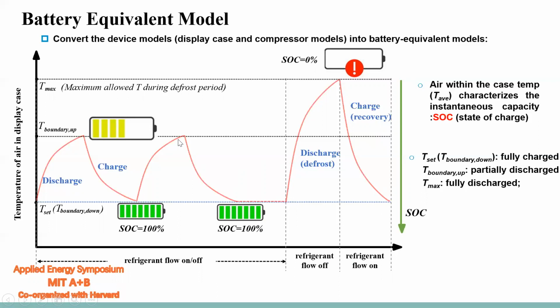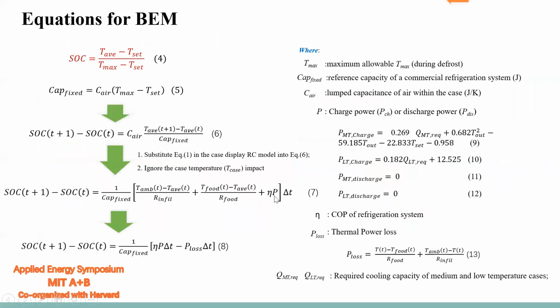If the temperature reaches the upper boundary, the status is partially discharged. During the defrost period, the temperature keeps increasing until it reaches the allowed maximum temperature. The state of charge is 0 at this point, and then the temperature starts falling during the recovery period, and the whole cycle repeats again.